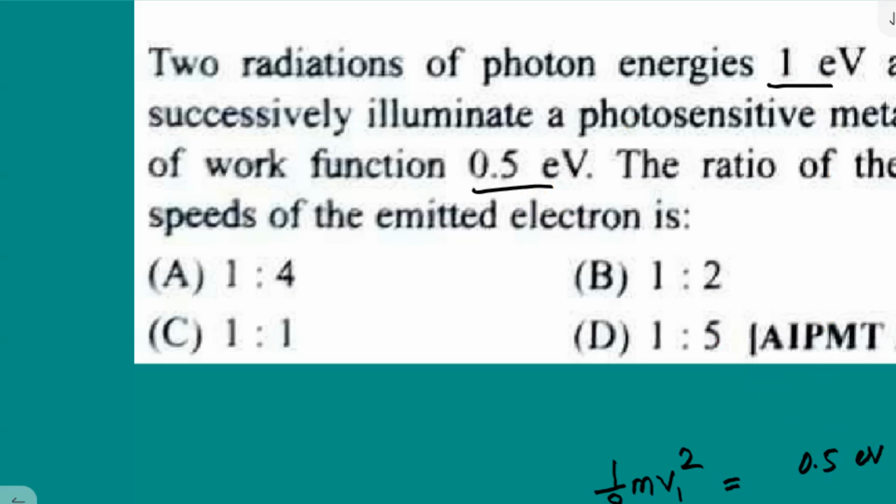And for the second, we can write half mv2 square is equal to 2.5 minus 0.5. That will be 2 electron volt. So if we divide both of these, we will get V1 square by V2 square is 0.5 by 2, that will be 1 by 4. And from this, V1 by V2 will be equal to half. And that is option B for us. Now with this, let's move to the next one.